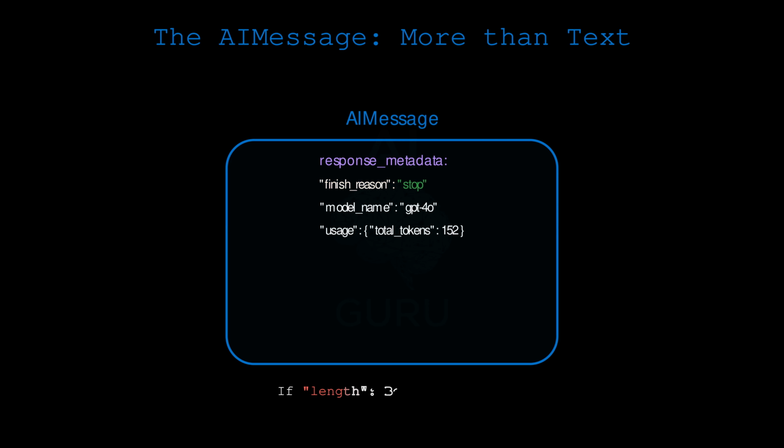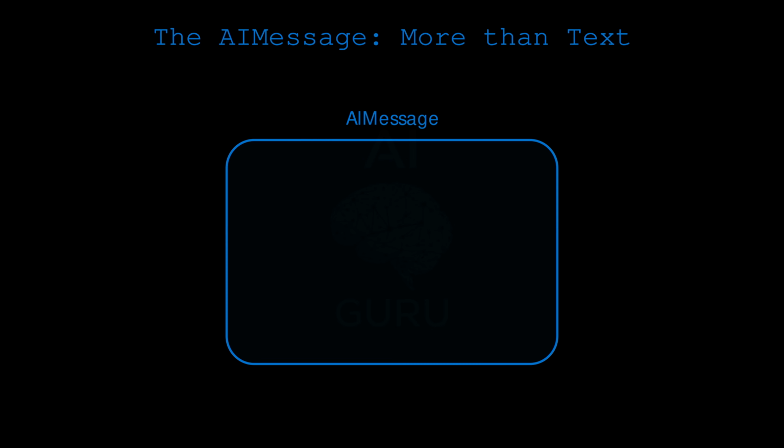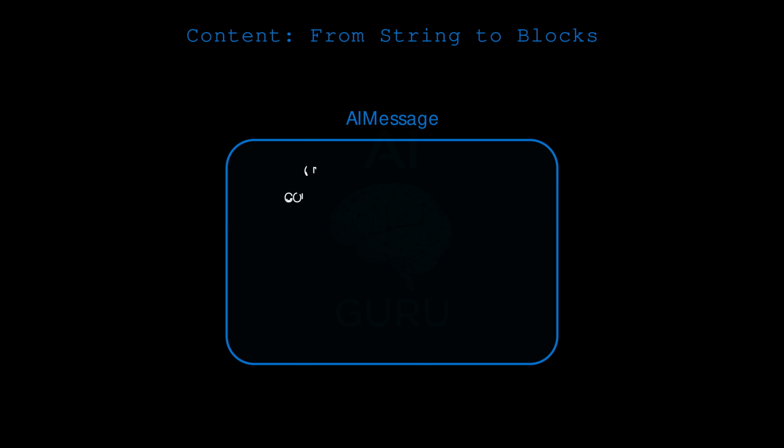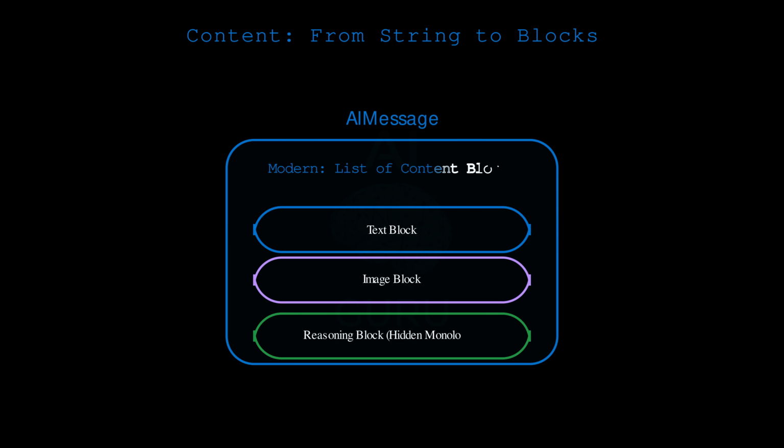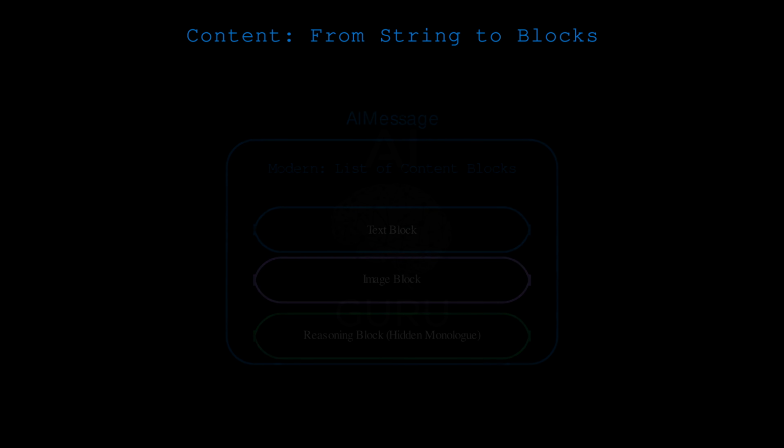Now, before we get to the really complicated stuff, I want to touch on content. We said earlier it's the payload. In the old days, like, 2 years ago, content was just a string. Yeah, the good old days. But now we have multimodality. We're sending images, audio, PDFs. How does a single content field handle all that mess? Well, it handles it by becoming a list of blocks. This is really where LangChain shines with its universal language concept.